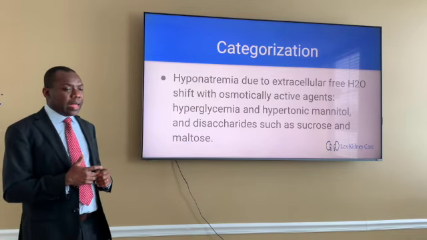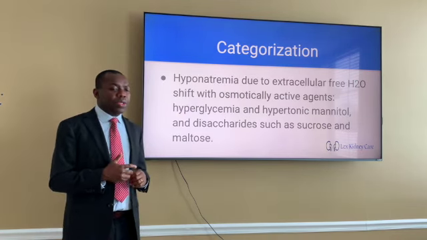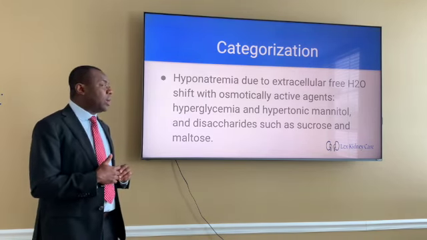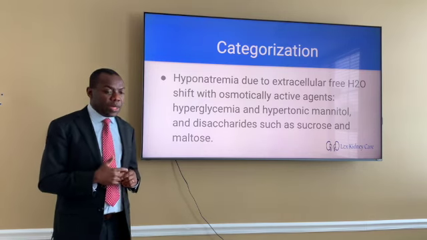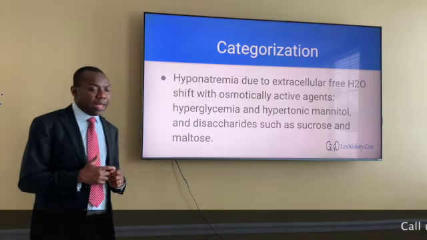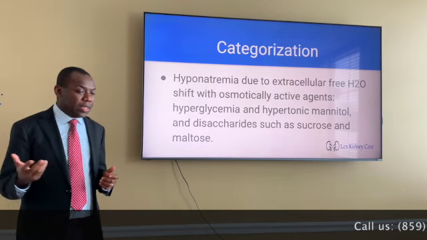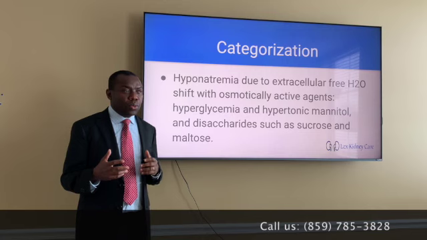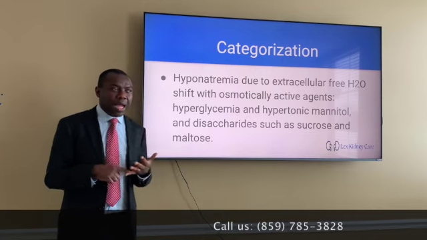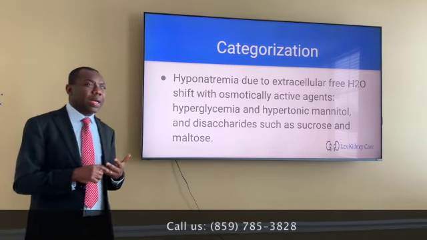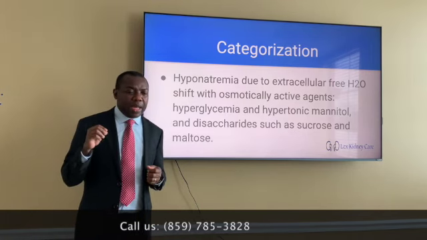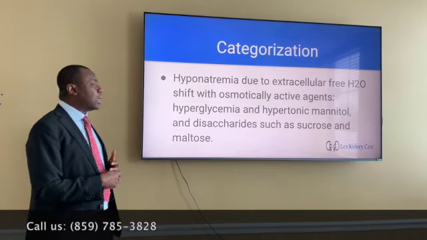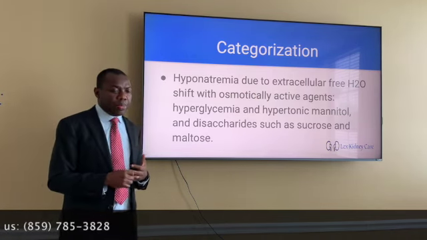Then under this, we also have hyponatremia due to extracellular free water shifts. So an example of that is hypertonic mannitol or hyperglycemia, or in some cases severe levels of sucrose or maltose. So the first one we talked about was hyperlipidemia and hyperparaproteinemias. Then hyperglycemia and hypertonic mannitol are also examples of pseudohyponatremia.